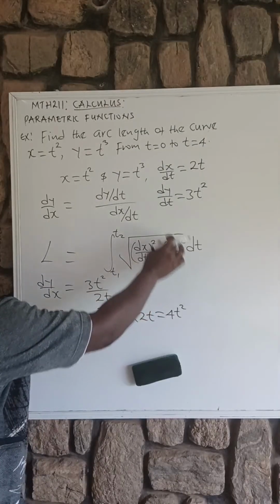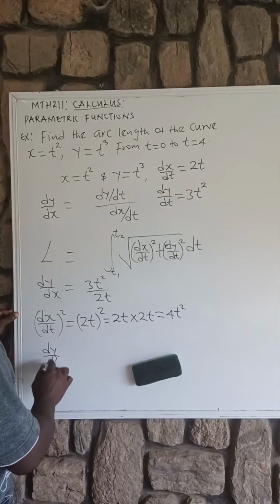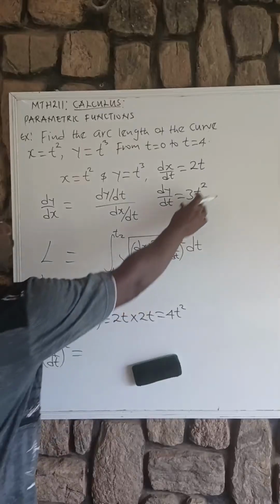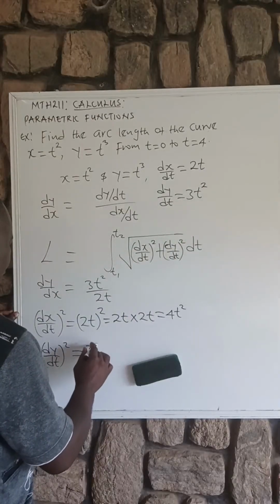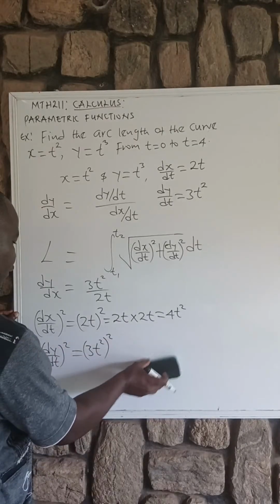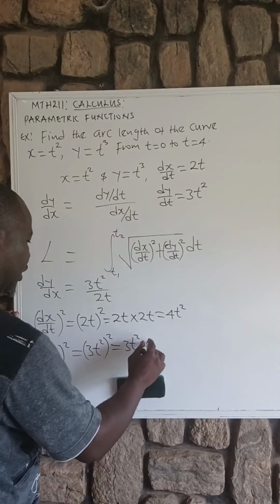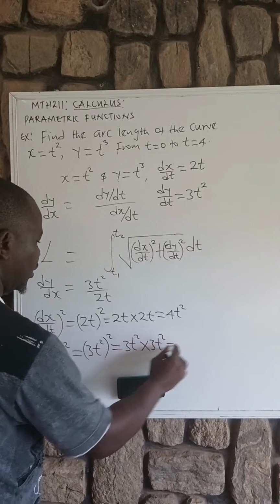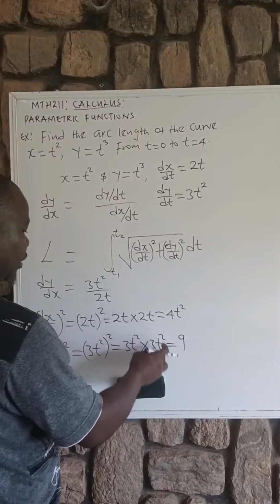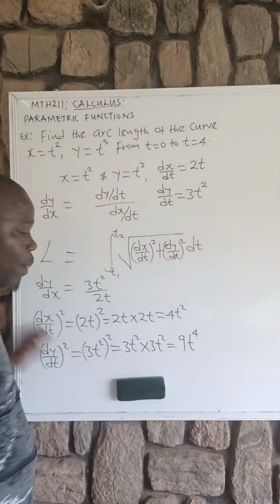That is, we have obtained this. Let's obtain this. Here is dy over dt all in square, which is equal to (3t squared) all in bracket raised to power 2, true or false. So this implies that this is 3t squared times 3t squared. 3 times 3, 9, right? Then t squared times t squared is t raised to the power of 4. True or false? Is that clear?